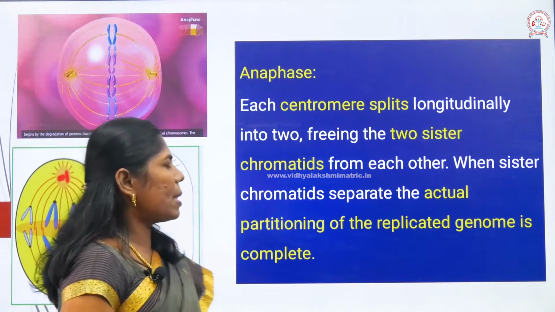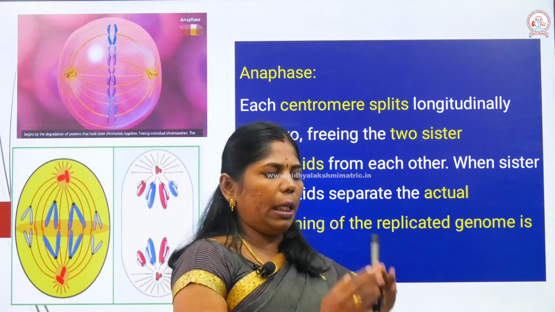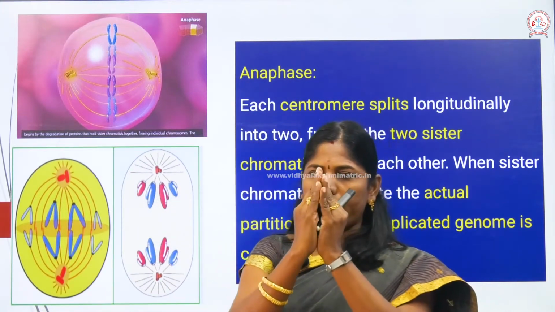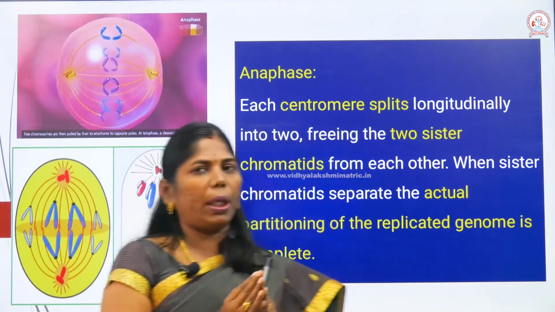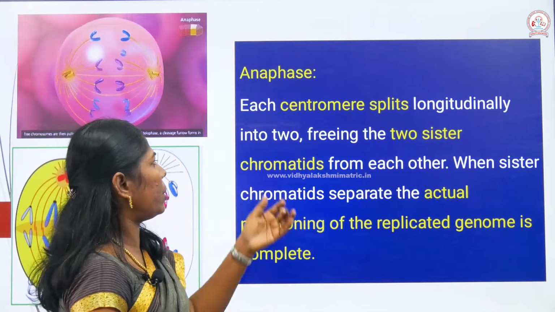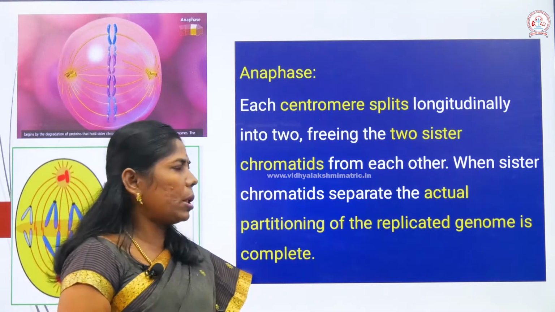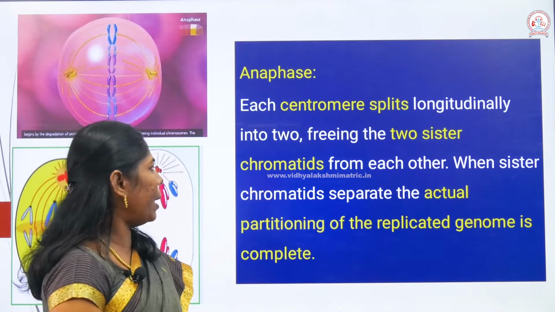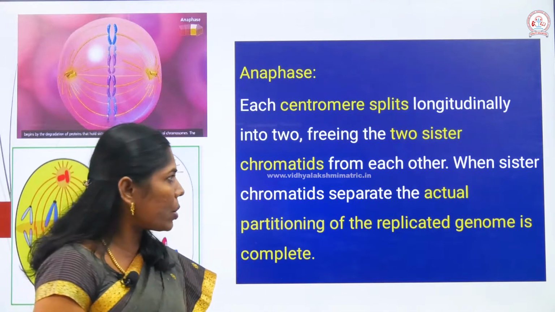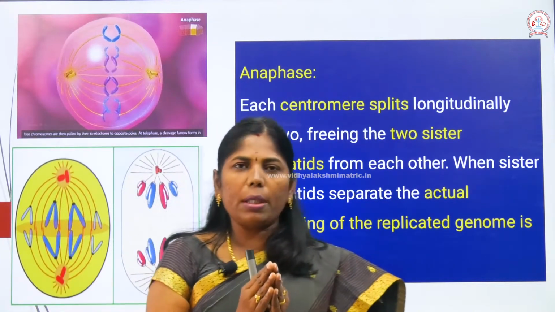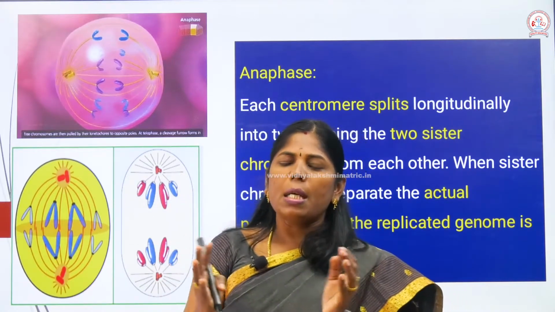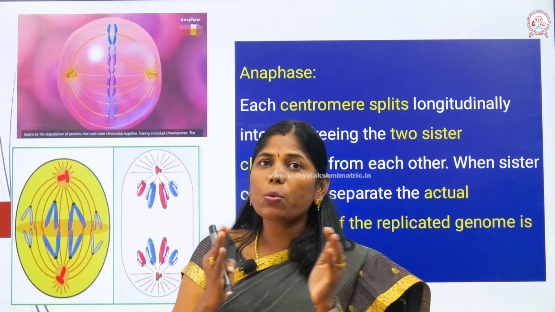Okay, in the anaphase the centromere splits longitudinally. The centromere, like this, has to split longitudinally. Okay, so the centromere splits longitudinally along with the kinetochores, separating the two sister chromatids from each other. So when the sister chromatids separate, the actual partitioning of the replicated genome should be complete.